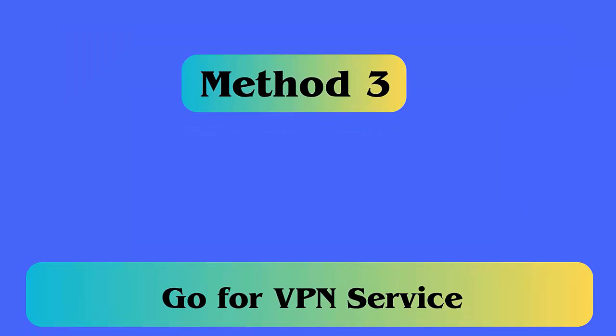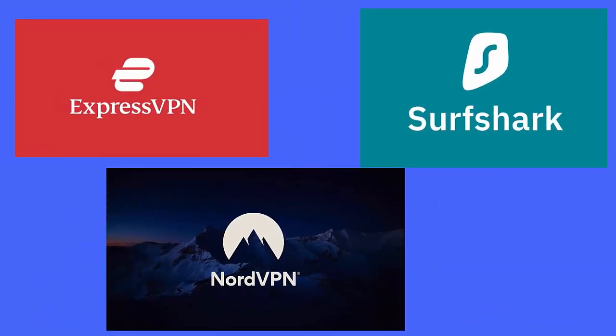Method 3. Go for a VPN service. Using a VPN service is helpful in fixing the error "OpenAI services are not available in your country" or "ChatGPT not available". Several VPN services are available that can be used, like NordVPN, ExpressVPN, Surfshark, etc.